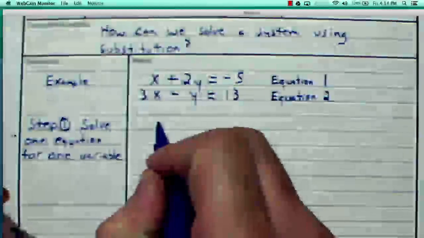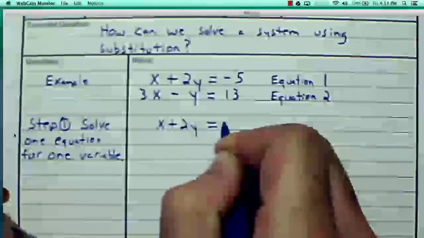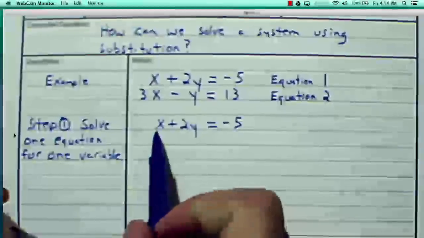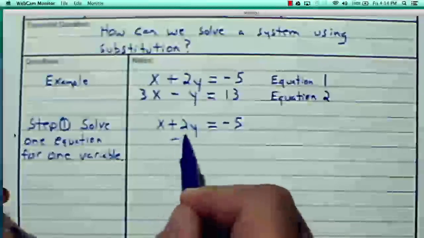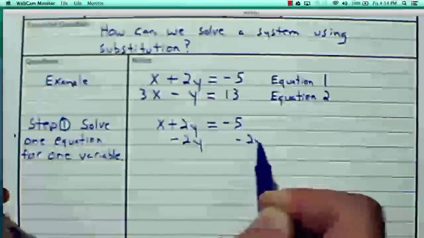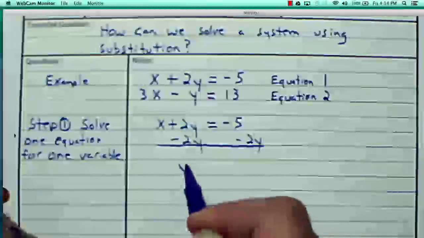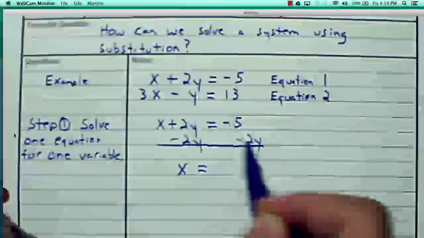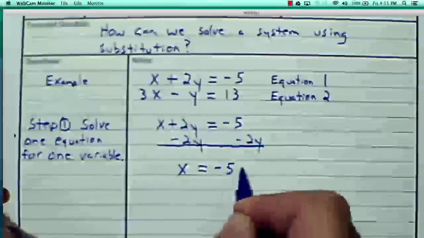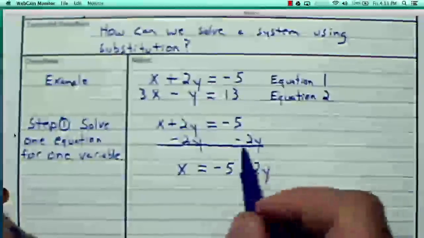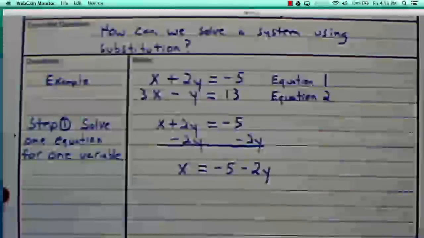I'm rewriting equation 1 at this time. x plus 2y equals -5. Now I'm simply going to solve for this x. In order to solve for this x, I will subtract 2y on both sides. 2y subtracts 2y, leaving x. These are unlike terms, so I will leave it just like I see it, -5 minus 2y. If you chose to write -2y minus 5, that's an equivalent expression on the right side.